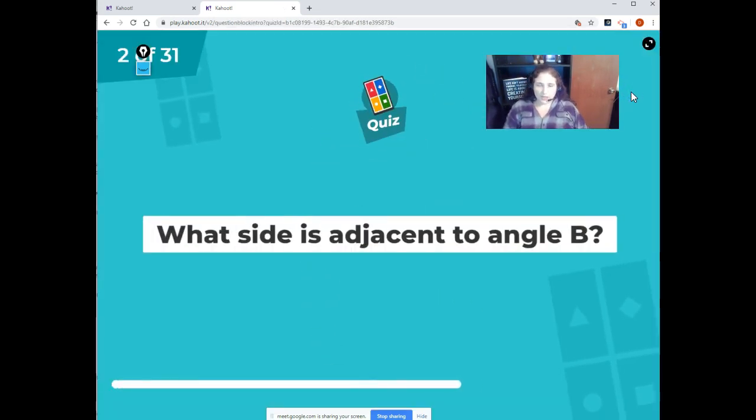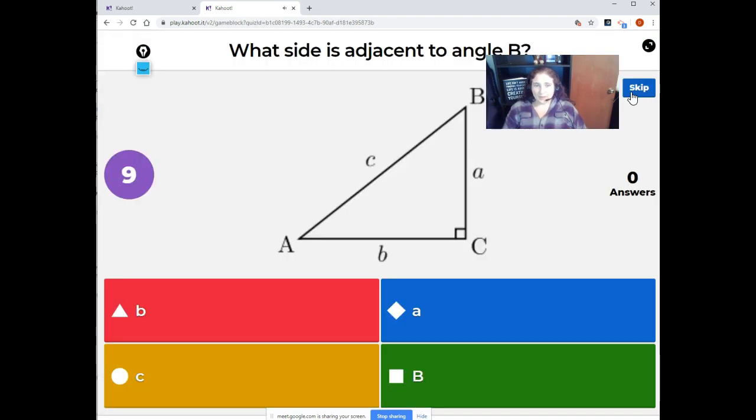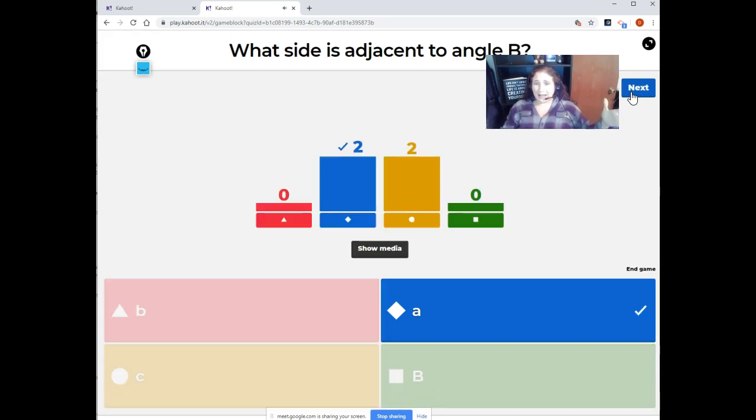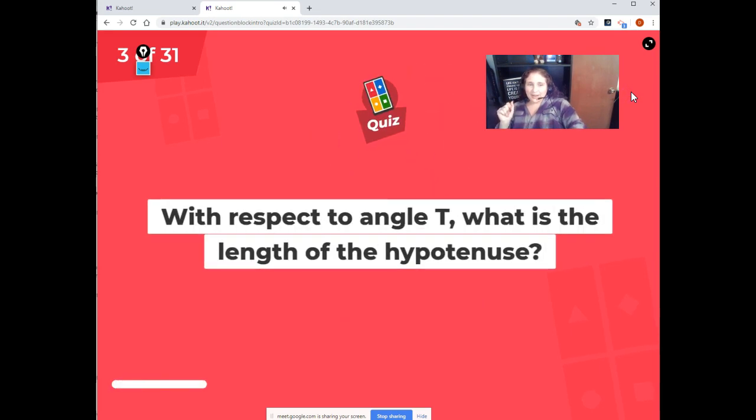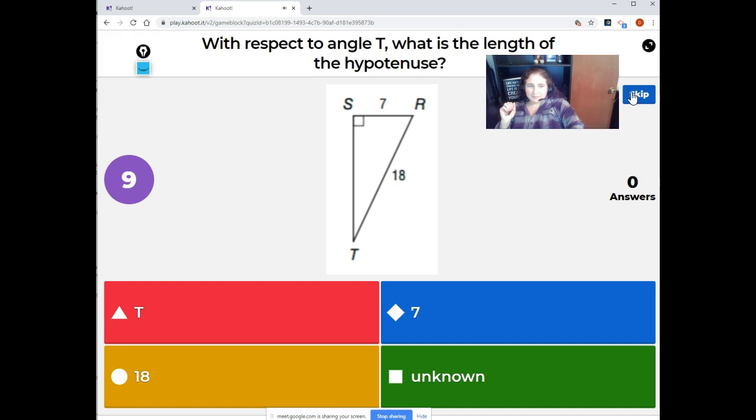What side is adjacent to angle B? 10 seconds. Adjacent to angle B. Hypotenuse, angle, adjacent. 2 seconds, 1 second. Come on, come on. You know what? I'm thinking that there's a delay in the screen and not everyone can see it, which totally is unfair.